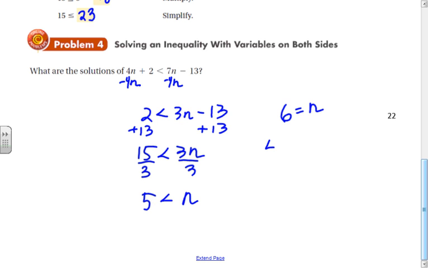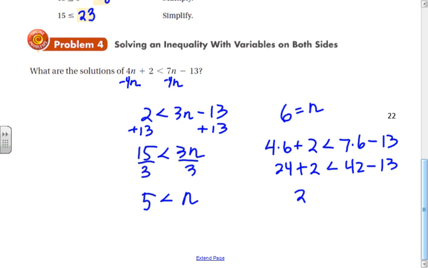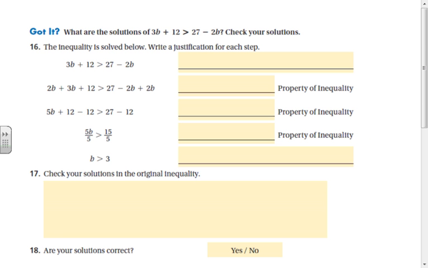So if we let n equal 6, then we're going to do 4 times 6 plus 2 and see if that's less than 7 times 6 minus 13. It should be if it's a good solution. And that's 24 plus 2, 42 minus 13. That's 26, and 42 minus 13 is 29, and that checks. All right. So why don't you go ahead and try that? Actually, just fill in the properties you're using, and you can check back with your solution.